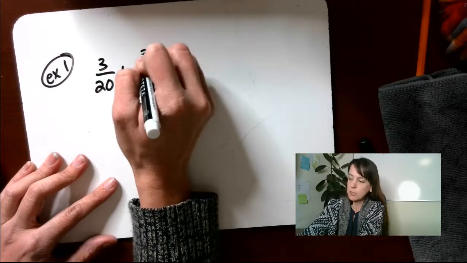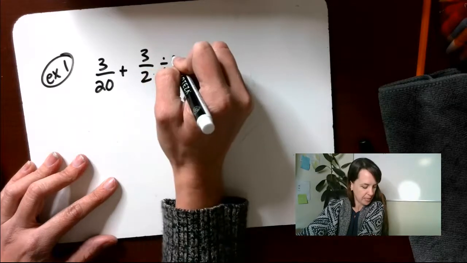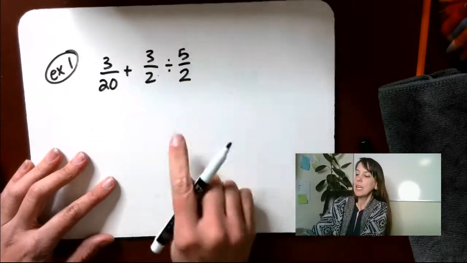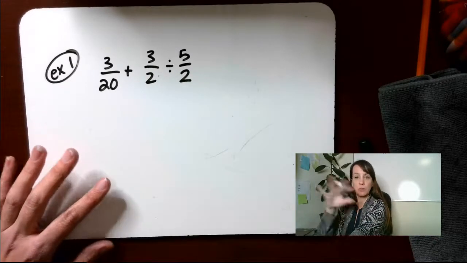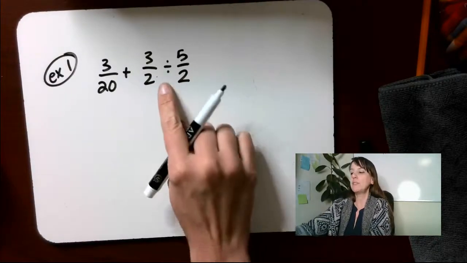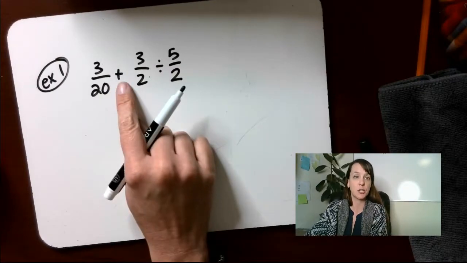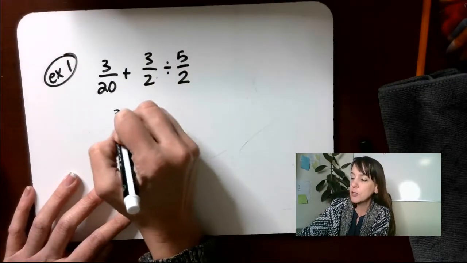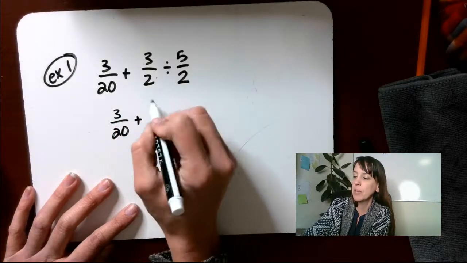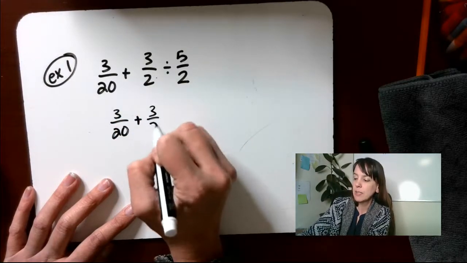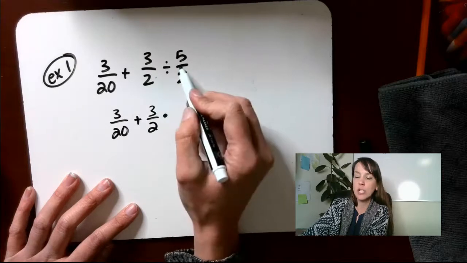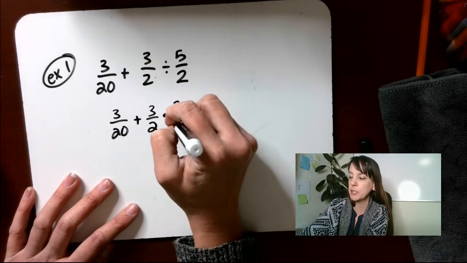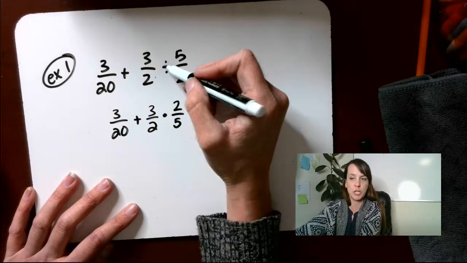3 over 20 plus 3 over 2 divided by 5 halves. So we always do our division. If there were no fractions involved, we would always do our division before we would do any addition or subtraction, right? Same idea here, but we don't divide fractions. We multiply by the reciprocal. So we're going to keep this first one. We change this to multiplication, and then we change the fraction. We flip it around to find the reciprocal, the fraction immediately following whatever we just changed.